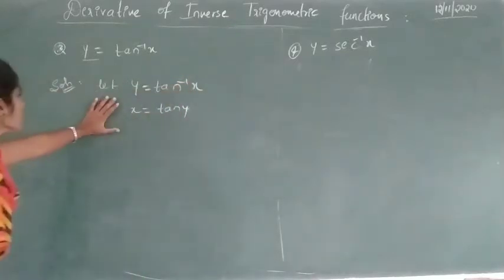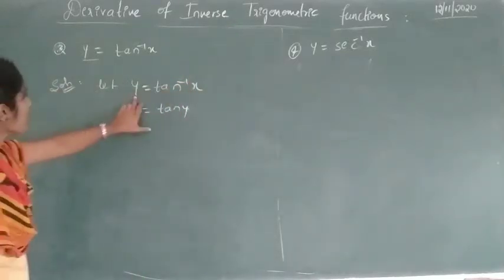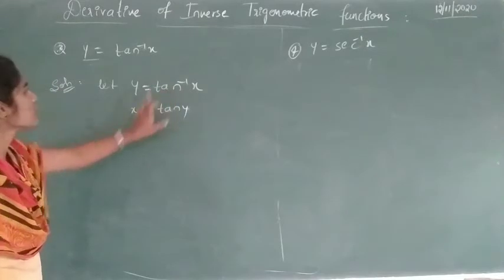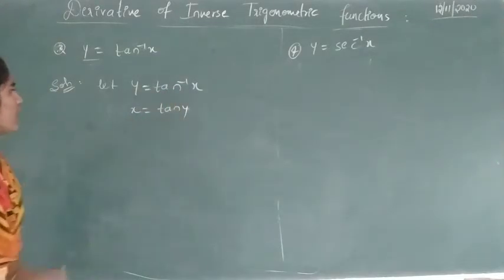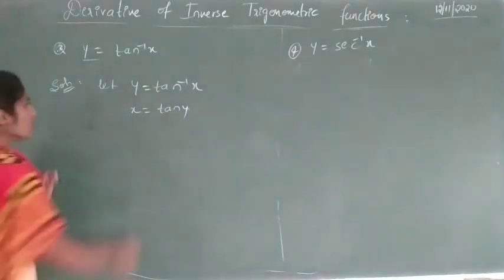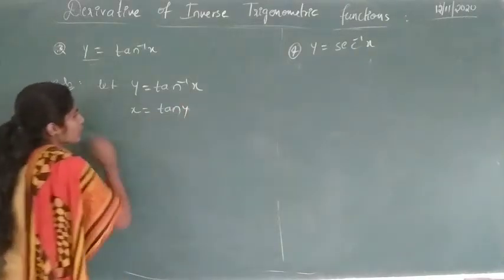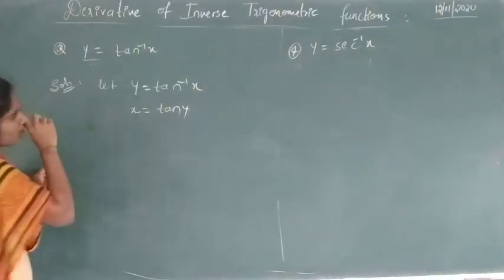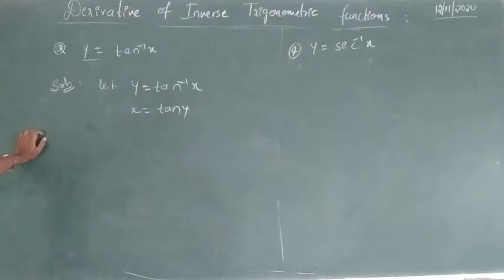So now I'll take y is equal to tan inverse x. Whenever y is equal to tan inverse x, x is equal to tan y, I got it. So then what happens? See, you know the formula that secant square x minus tan square x is equal to 1, no?